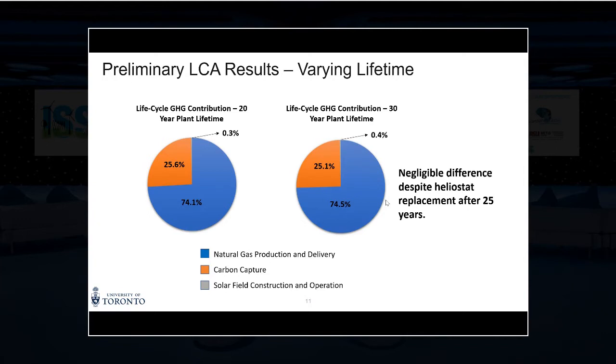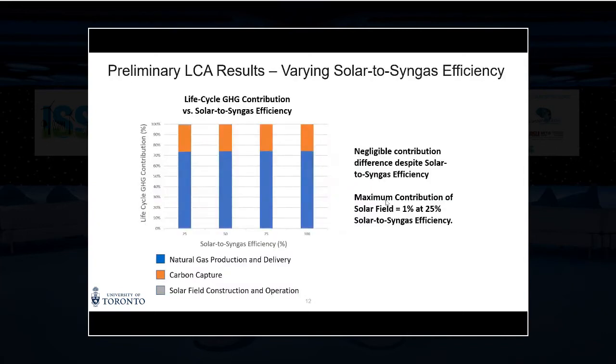Further supporting this, the solar to syngas efficiency was varied from 25 to 100% at a 25% step. It was also noticed that there was no significant change in the contribution from the solar field construction and operation, with the maximum contribution of 1% at 25% solar to syngas efficiency. So even at very low solar to syngas efficiency, these preliminary results indicate that using sunlight might be a viable option for this type of technology from a GWP perspective.